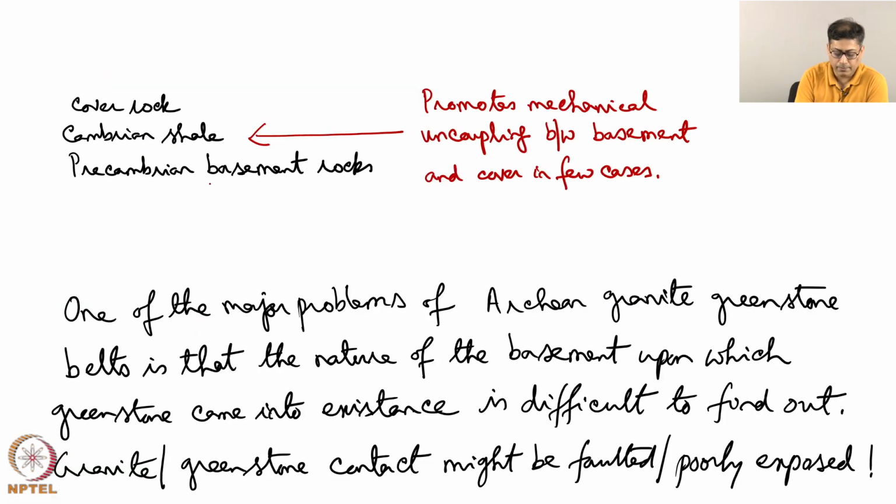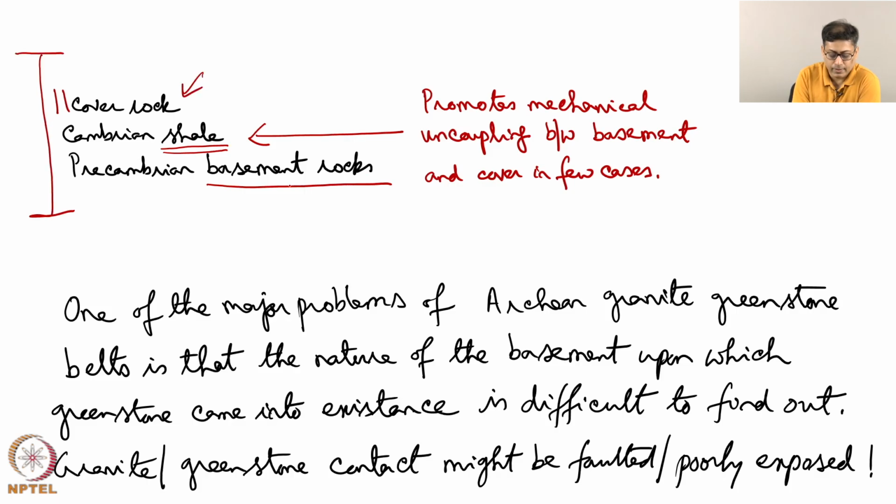Now, between the basement material and the cover material, sometimes there can be an in-between shale material, which we can also call basement material. In many places in the world it has been seen that below lies the Precambrian basement rock, over that lies the Cambrian shale, and over that some other cover rock. In this case, it is a three-layer scenario where this shale preferably acts to decouple the cover rock from the Precambrian basement material, uncoupling or decoupling between the basement and the cover material.